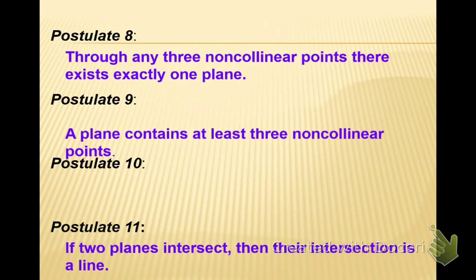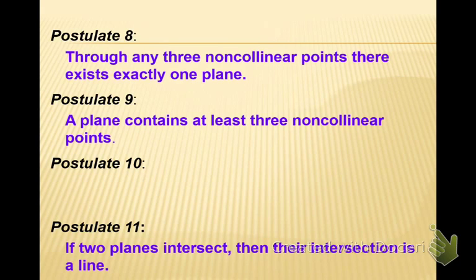Number 9. A plane contains at least 3 non-collinear points. Okay, very similar to what we talked about with the line and 2 points. A plane has to have at least 3 points. If you just have 2 points, you don't have a plane, you have a line.